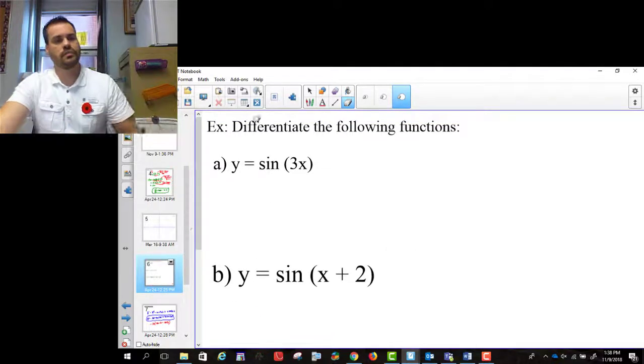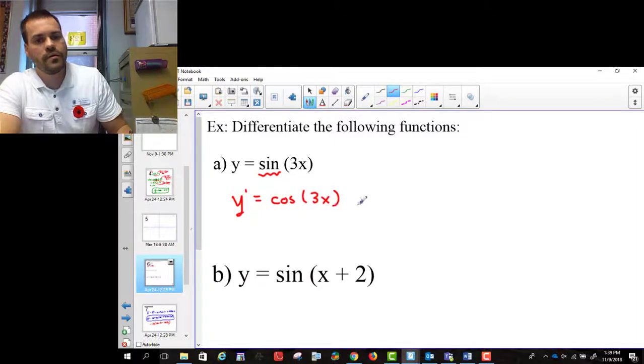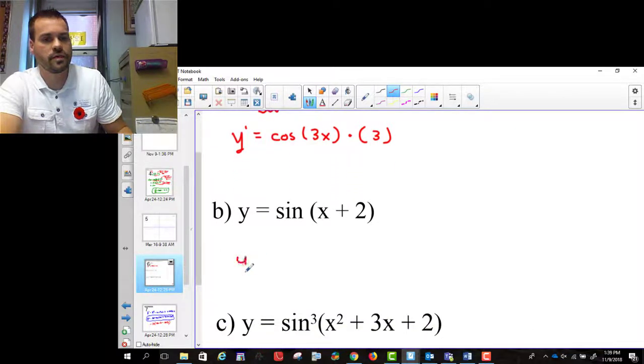So sine 3x, we just go y prime equals, and then we start with the sine. So we're going to take the derivative of sine as cosine. And then we multiply it by the derivative of the 3x. The derivative of 3x is 3. The chain rule. So there's our derivative. This guy, same idea. The derivative of sine is cosine of x plus 2. And then we take the derivative of x plus 2, it's just 1.